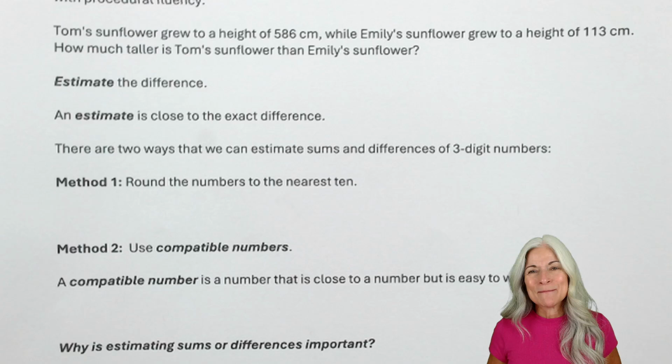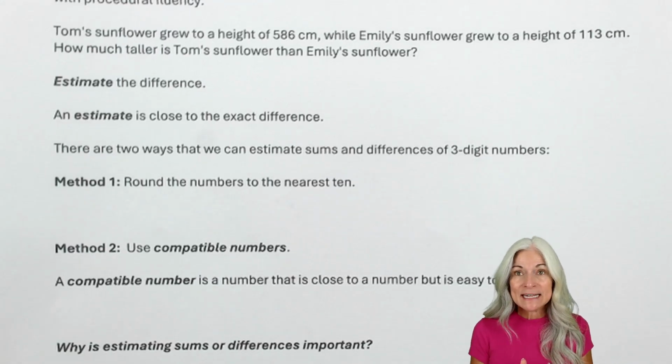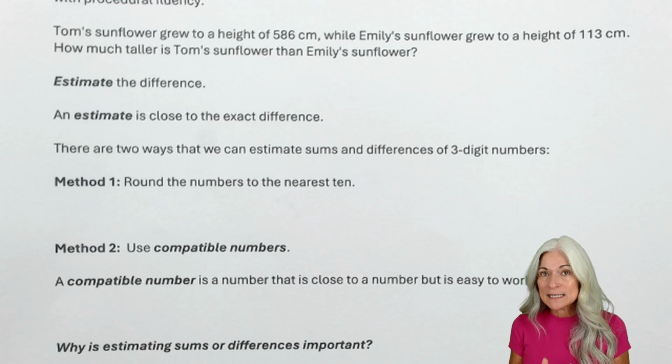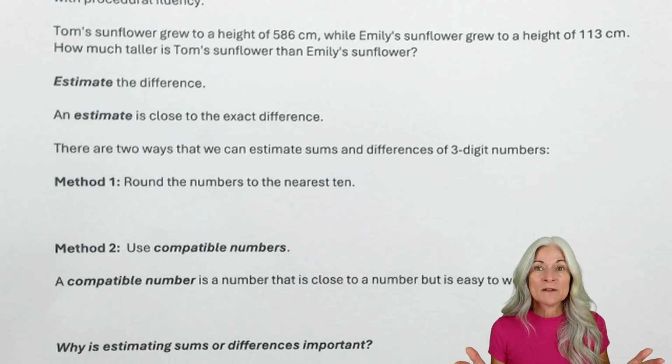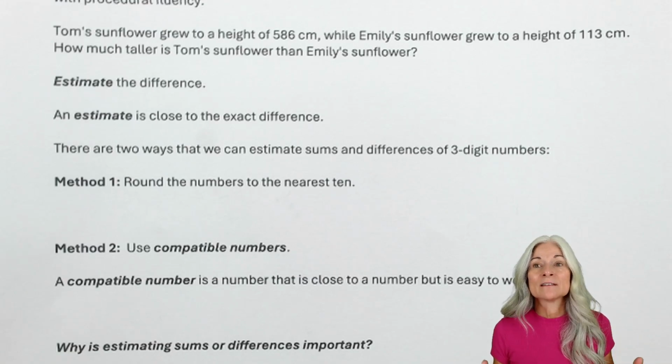Let's look at a question that maybe you could open with. Tom's sunflower grew to a height of 586 centimeters, while Emily's sunflower grew to a height of 113 centimeters. How much taller is Tom's sunflower than Emily's sunflower? Well, they're asked to estimate the difference. So an estimate is close to the exact difference.